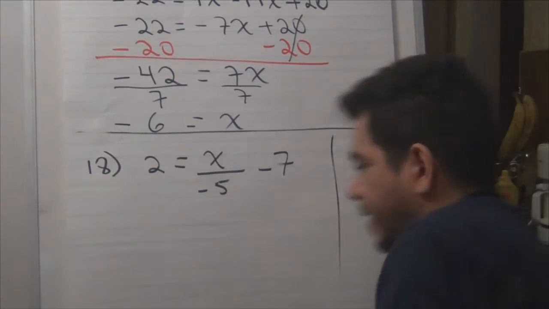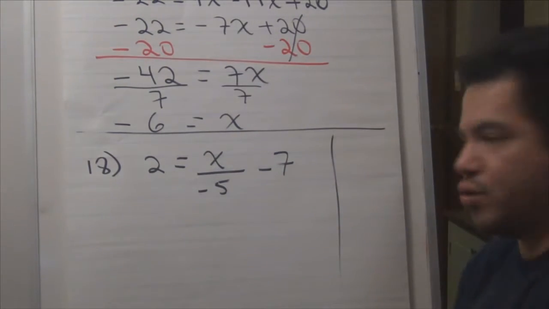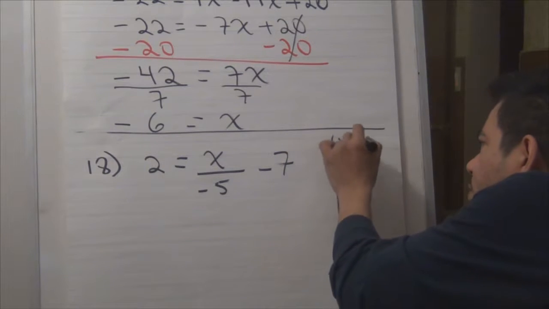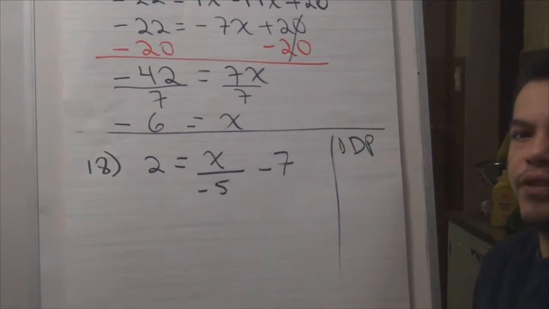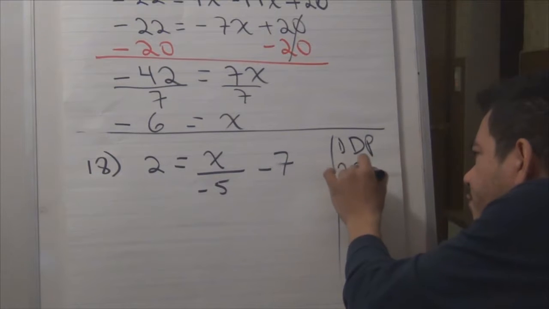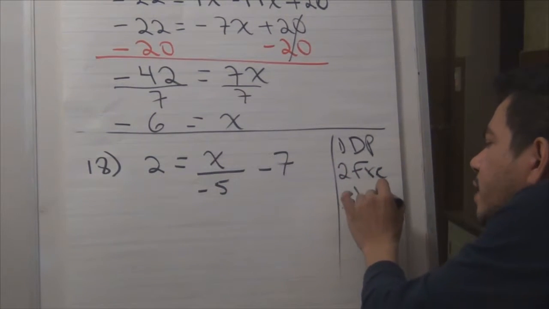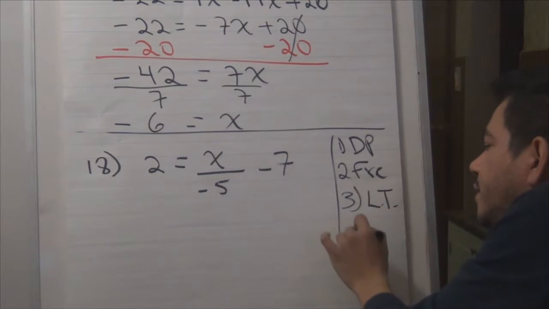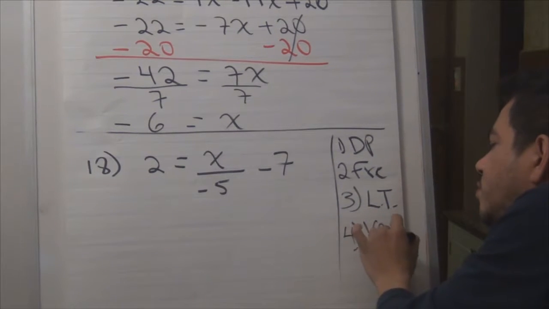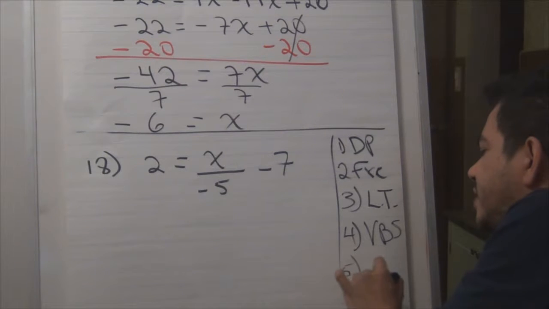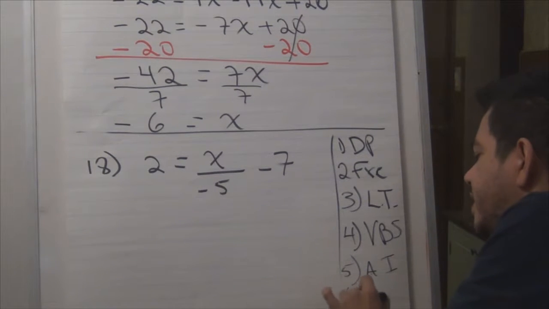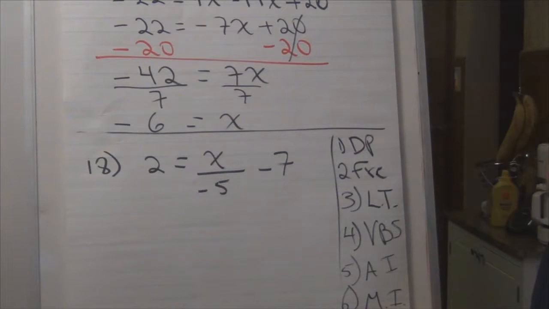Okay, so let's do a recap of all the rules that we need to use. Rule number 1, we need to look out for distributive property, then for fractions, then for like terms, then for variables on both sides. Number 5 is the additive inverse, and number 6 is the multiplicative inverse, okay? Now this has different interpretations because we could just divide by the number.